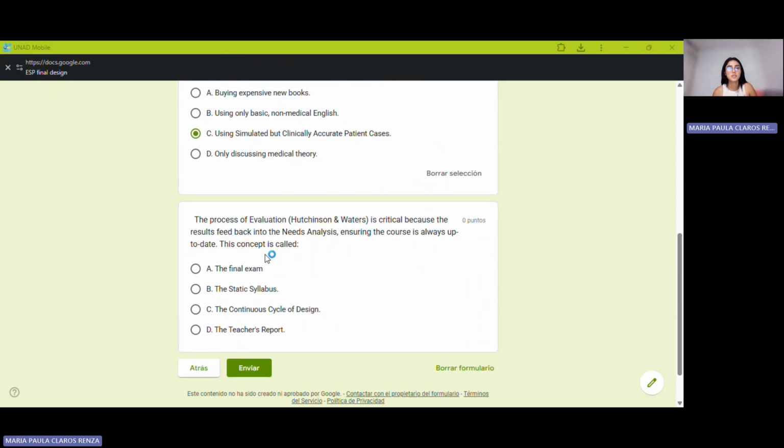The last question is about the process of evaluation, which for Hutchinson and Waters is critical because the results feed back into the needs analysis, ensuring the course is always up to date. This concept is called the continuous cycle of design. This concept emphasizes the importance of evaluation feeding back into needs analysis to keep the course up to date and relevant, aligning with principles of iterative design and improvement in course development.